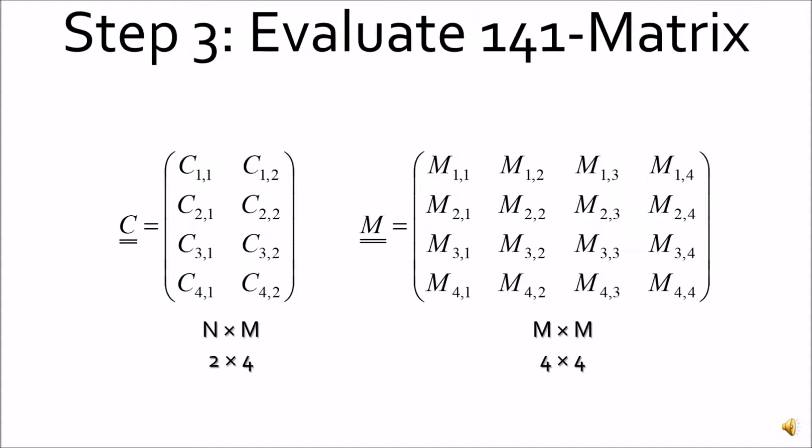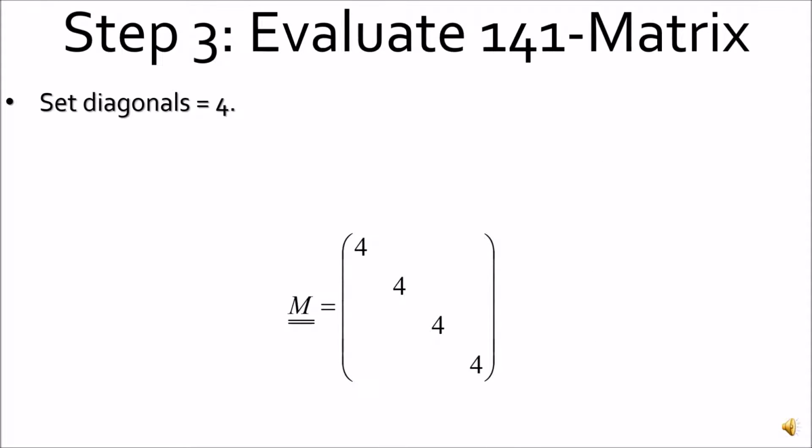So it turns out basically you need the M matrix, which is just the label we're going to use for the 1-4-1 matrix, to be a square matrix because we're going to invert it. So in our case there are 4 rows, so the 1-4-1 matrix will be a 4x4 matrix.